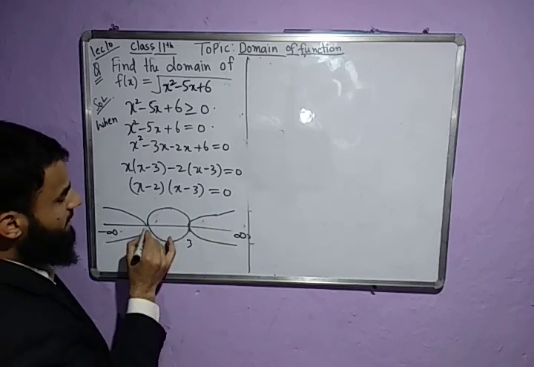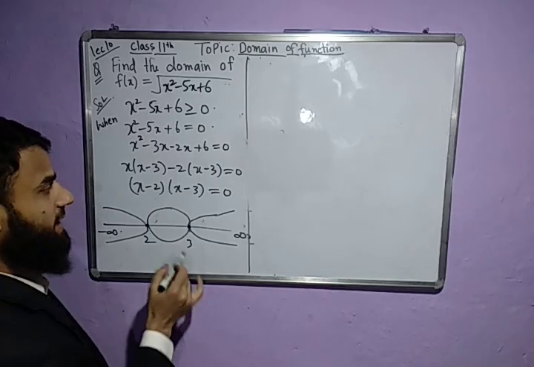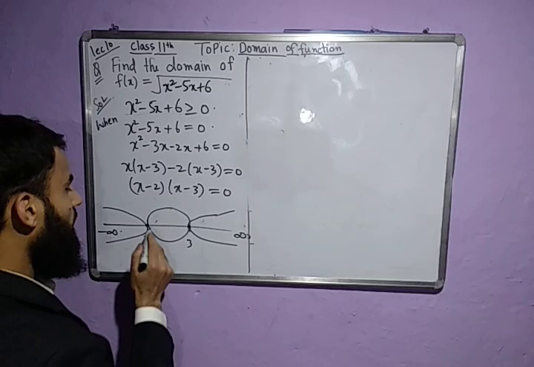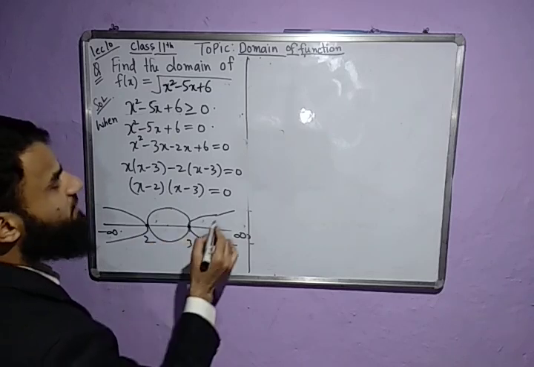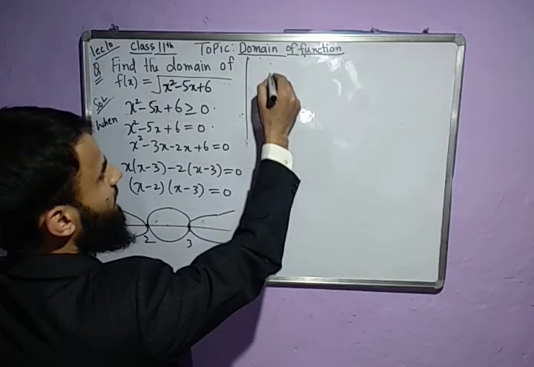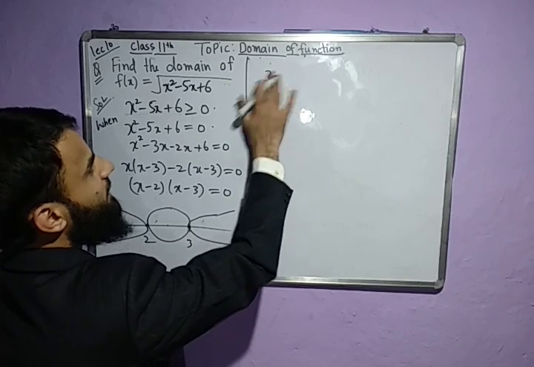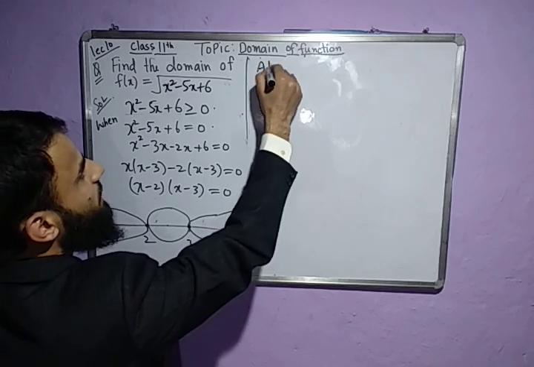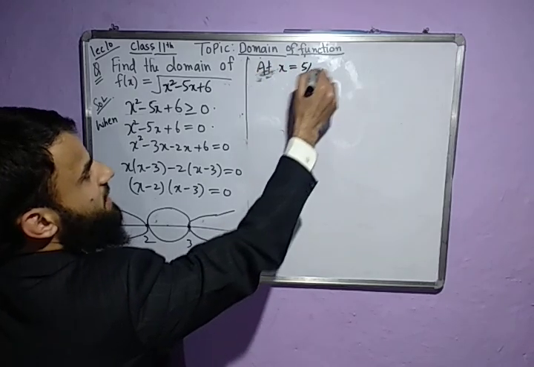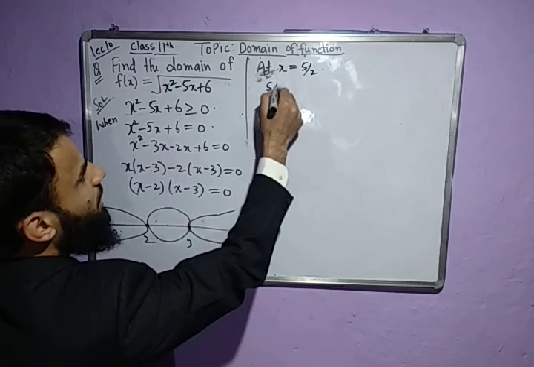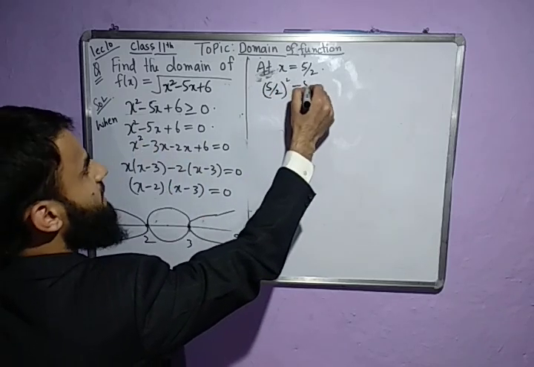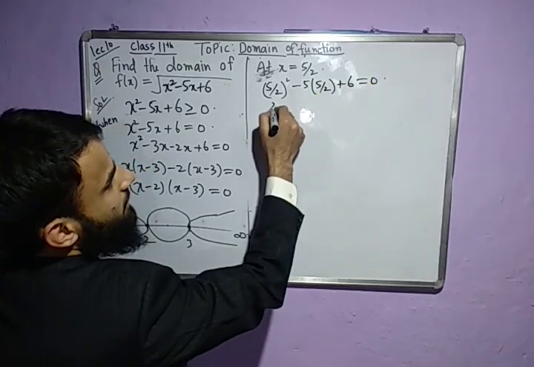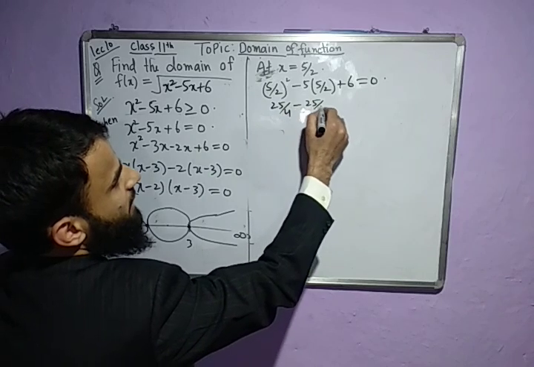Now 2 and 3, can I take them? Yes, I can take them, because when I take x is equal to 2 and x is equal to 3, this expression becomes 0, which is valid. So let us find in between. In between is 2.5, that is 5 by 2. So I will get 5 by 2 square minus 5 into 5 by 2 plus 6. Now it will be 25 by 4 minus 25 divided by 2 plus 6.